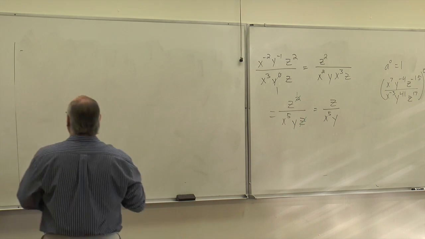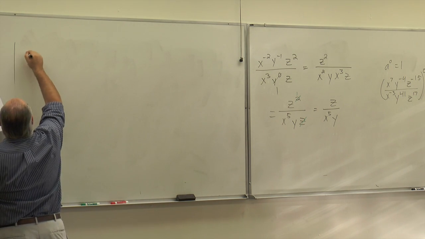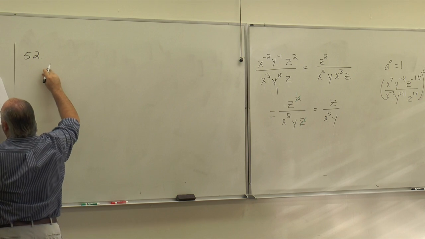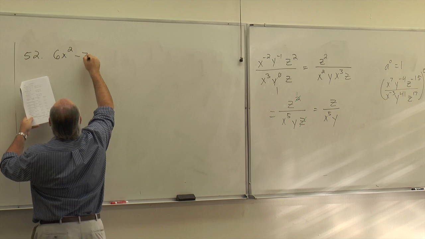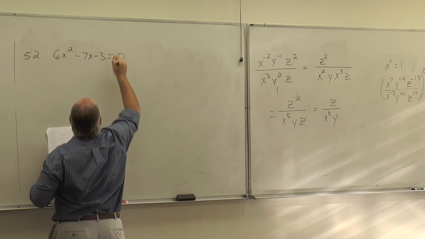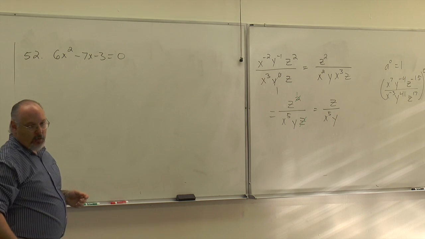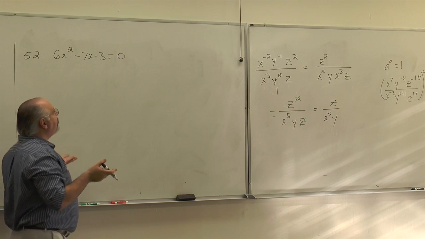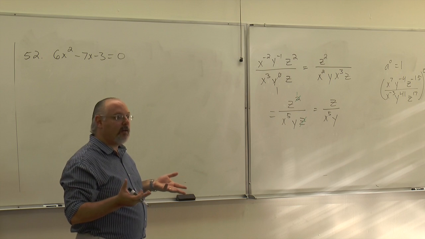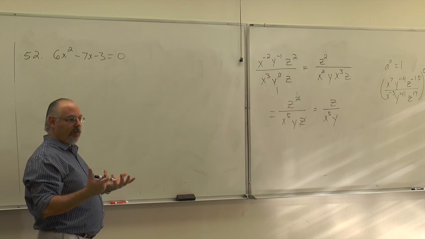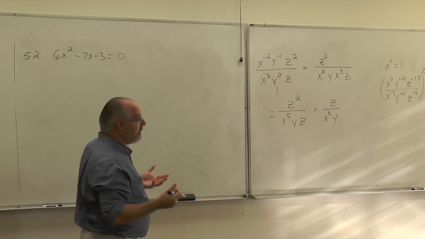52? Alright, 52 is about as challenging as it's going to get. 6x squared minus 7x minus 3 equals 0. So, depending on your instructor, there are some different ways of doing this. I do not do guess and check. I do splitting the middle term, or the AC method.